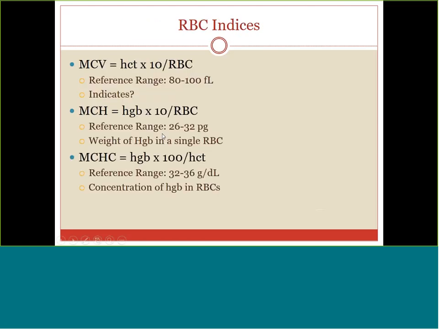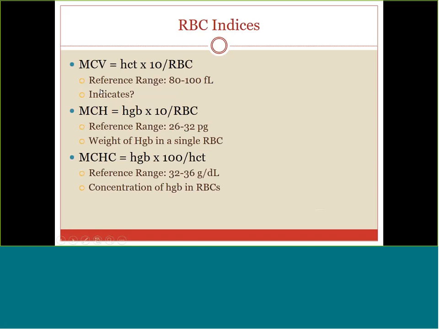Red cell indices, you have to know your calculations. There were a bunch from Heme 1. So the first set of calculations that we really probably covered was the red cell indices. So this is your MCV, MCH, MCHC. So know each one of these calculations, know the reference ranges for each one, and basically what does it mean. So MCV is indicating the size of the red cell. So MCV will tell us the size.